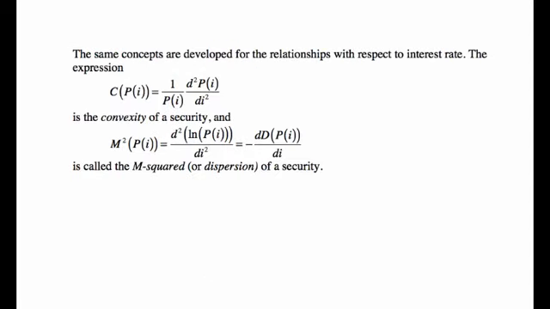The same concepts are developed for the relationships of price with respect to the interest rates. The expression 1 over the price times the second derivative of the price with respect to the interest rate is called the convexity of a security, and then the second derivative of the natural logarithm of the price with respect to the interest rate, which is the same as minus the derivative of duration with respect to the interest rate, is called the M squared, or dispersion of a security.